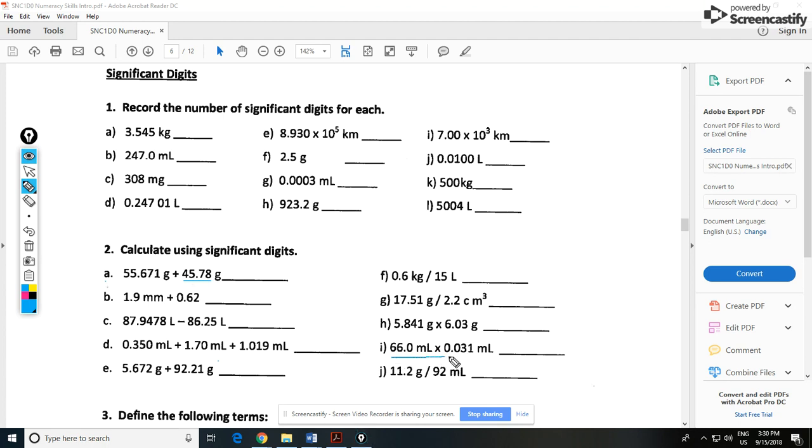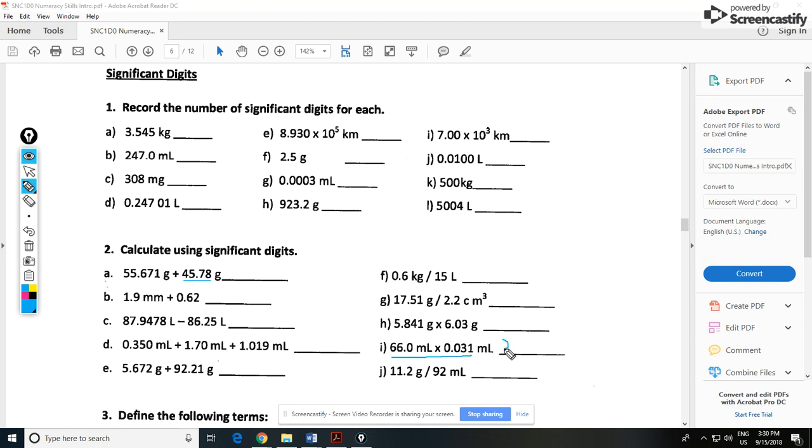For multiplication, you have to have the same number of significant digits that you would have in the number with the fewest amount of significant digits. So we'll do this example here together. We have 66.0 times 0.031. So 66.0 times 0.031, and we get 2.046.